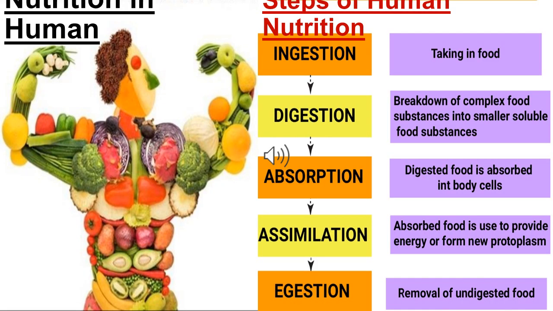Nutrition in human. In human beings, nutrition is completed by the following steps: ingestion, digestion, absorption, assimilation and egestion. Ingestion is the process of intaking of food. Digestion is the process of breaking down of food particles into simpler form. Absorption is the process of absorbing all the nutrients from food into the body. Assimilation is the process by which the nutrients are utilized by our body, and egestion is the process by which the undigested and waste food is released from our body.